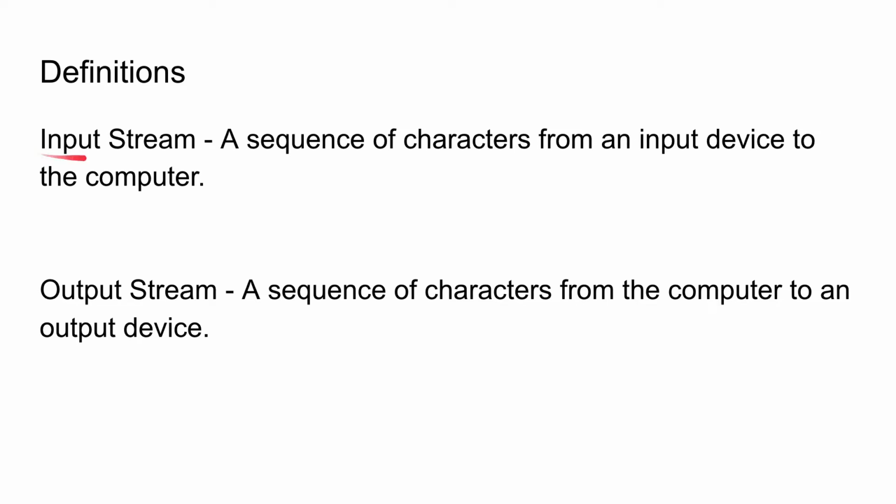The first being the input stream, which is a sequence of characters from an input device to the computer, such as your keyboard or a microphone, etc. So it's just anything inputting into your computer. Next, we have the output stream, which is a sequence of characters from the computer to an output device. So it could be some characters that are being output to something like the terminal or another window on your screen, etc.